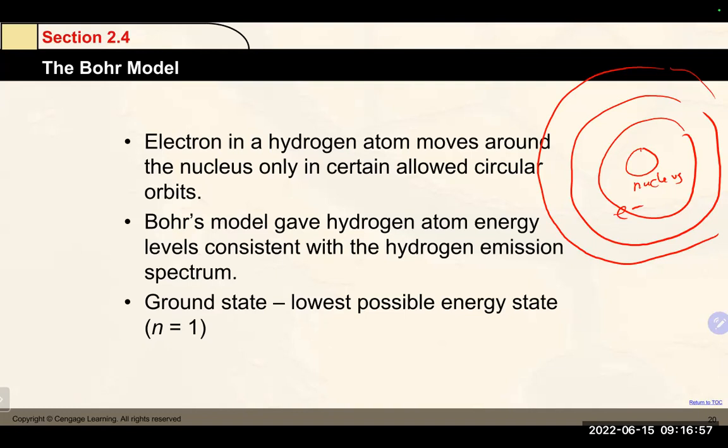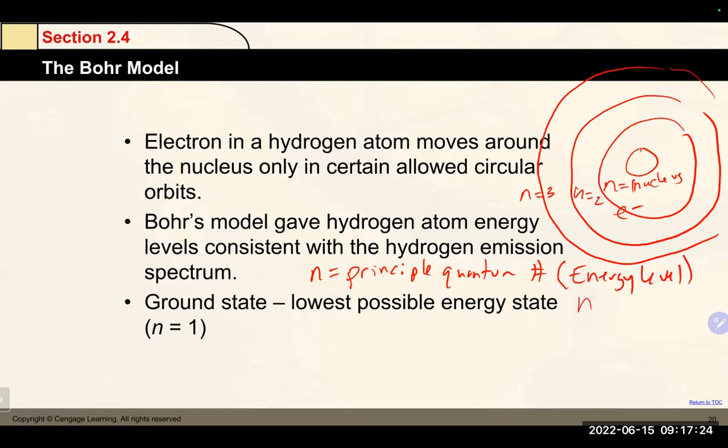And Bohr's model meant that this electron is either in this first energy level, which is n equals 1, maybe it's in the second energy level, which is n equals 2, or n equals 3. And by the way, n is what is referred to as the principal quantum number. And that is a really fancy way of saying that's the energy level. And n could have values of 1 through 7.